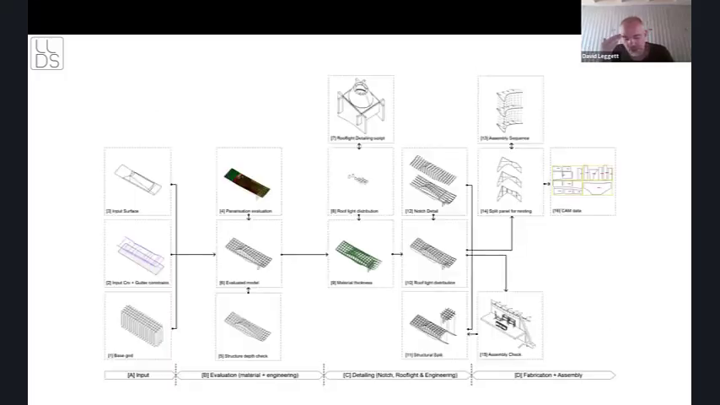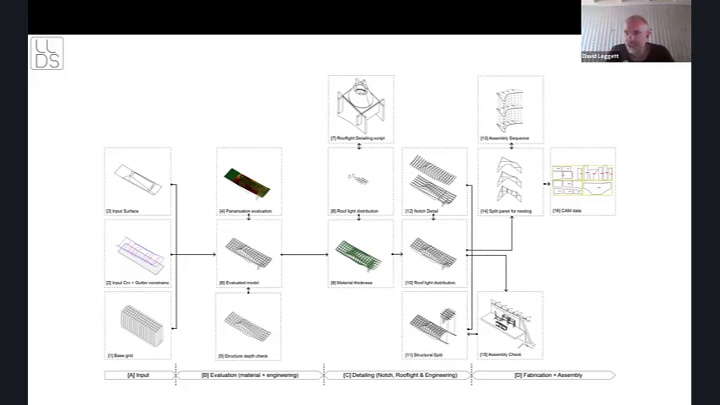So this slide shows the whole process of the design, from the initial input through to evaluating the material choice and engineering, then detailing how the whole thing was to go together, and finally the fabrication and assembly. One of the main criteria is that the beams had to be made at our own CNC fabrication workshop. This was very much a cost thing that we realized if we could take on the fabrication of these beams, then, you know, we were more in control and we could take on the risk.